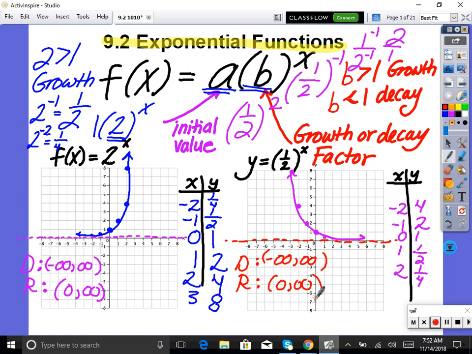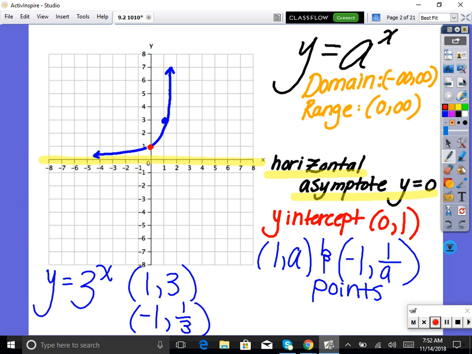So here are some key features. No matter what, if we have a growth function or decay function, if it has the form y equals base a to the x, we just saw that the domain will always be negative infinity to infinity, won't it? Think about all exponential functions. They all look like this. It'll always point this way forever and this way forever.